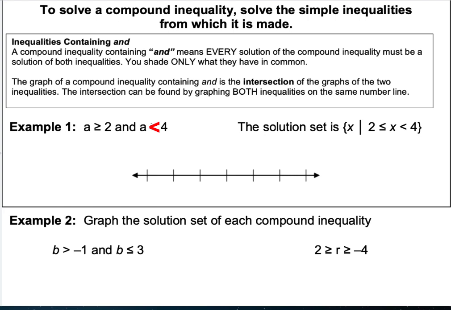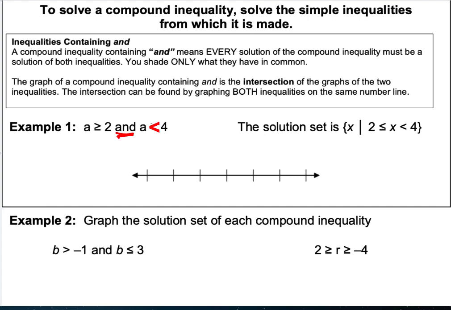All right, so a compound inequality is an inequality with two parts. So we're going to start with an "and" inequality. We would read this one as a is greater than or equal to 2 and a is less than 4. So the solution to it is one that meets both of those criteria.